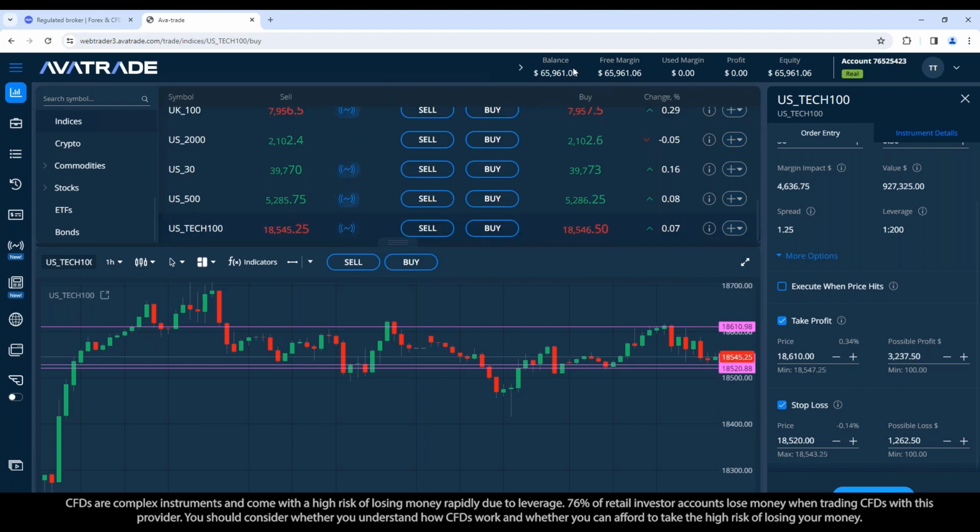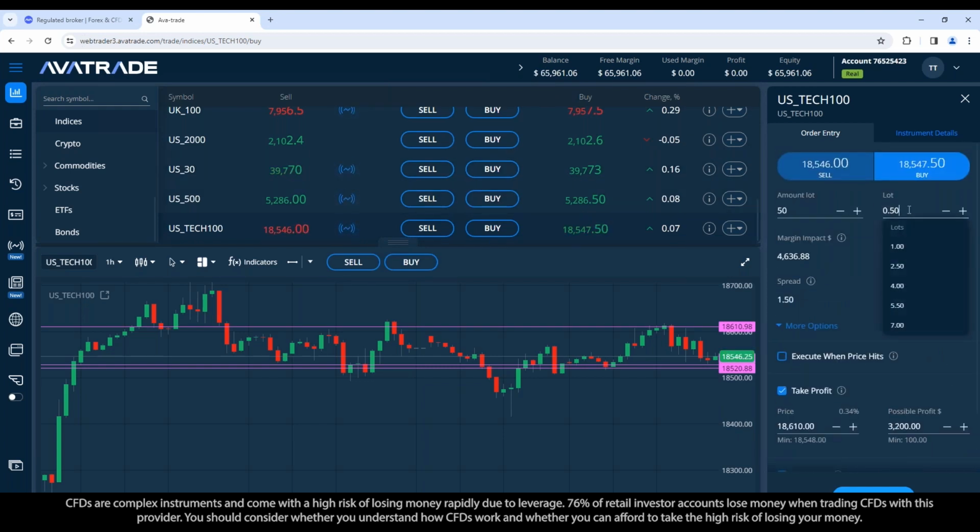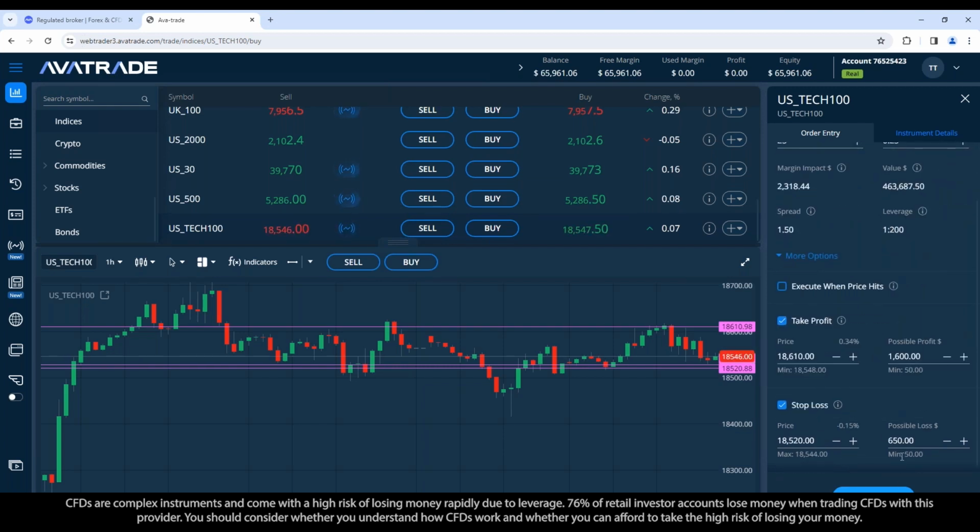But if I'm going 1% of my balance, it'd be around 650 per trade. So I need to cut this trade size in about half to be in that range. So quarter of a lot, I'm risking 650. Okay, and that's to make 2 to 3 times that if I'm right on the trade.